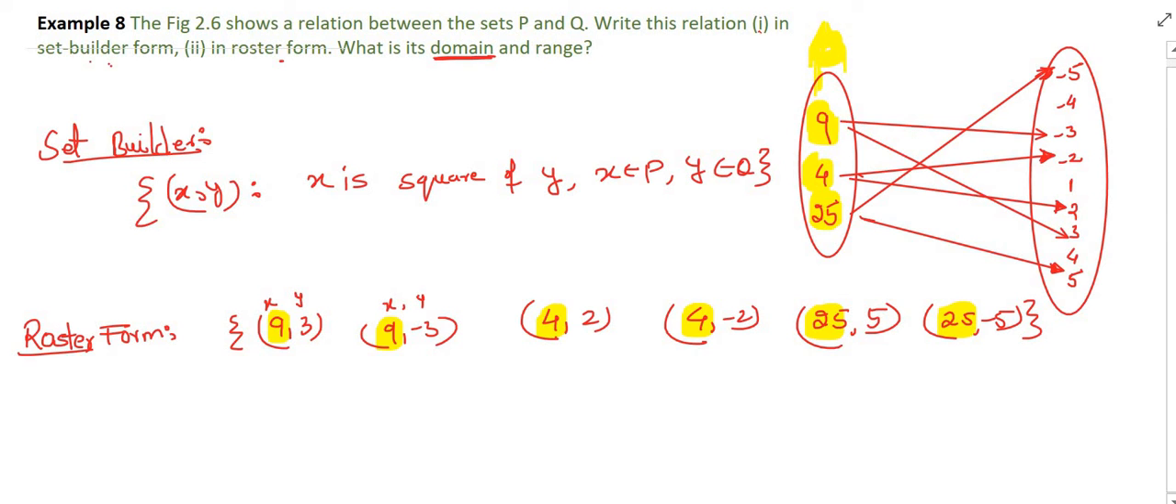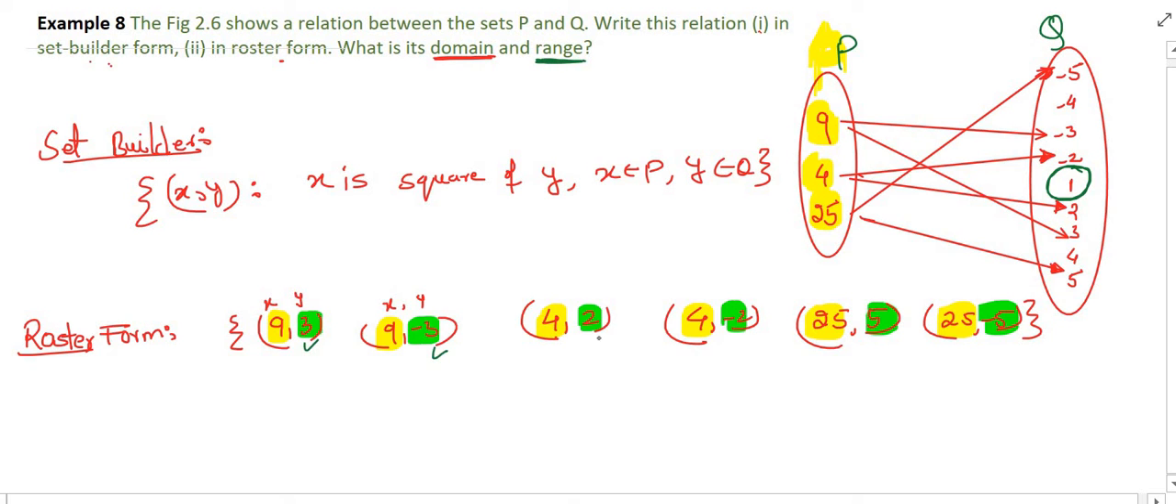Then they're asking range. Range comes from the second set, which is the second part of the ordered pair: 3, -3, 2, -2, 5 and -5. Remember, in the second set, this is P and this is Q, 1 is also there, but it is not being used up, so it will not be part of the range. Range means only those elements which are being used. 1 is never used in making a relation in this particular relation.